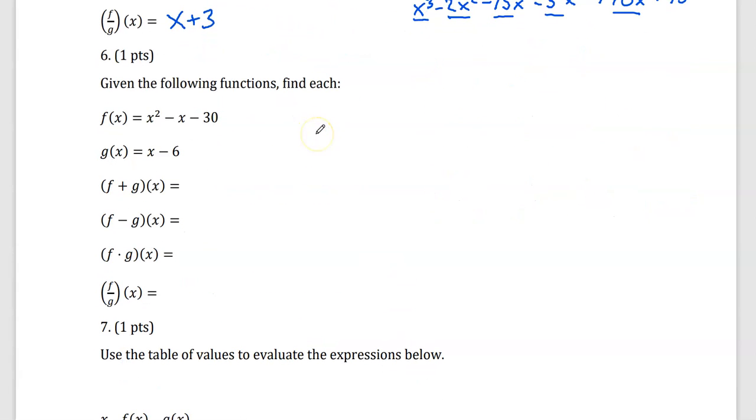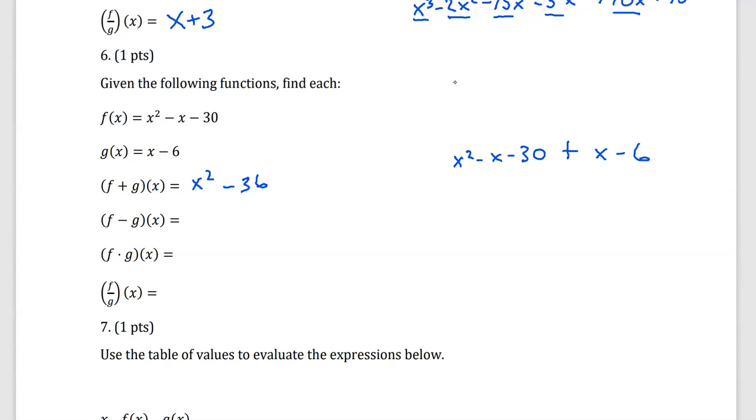The last one of the combos, this is the hardest part, so we're giving you the most practice here. F plus g, x squared minus x minus 30 plus x minus 6. Have 1x squared minus x plus x. Oh, the x's cancel out. Minus 30, minus 6, minus 36.